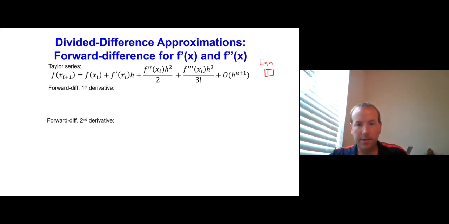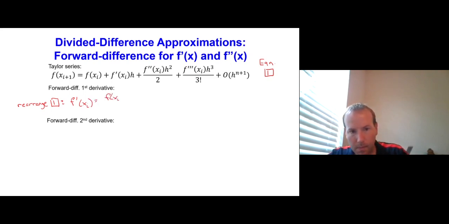Okay. And so notice that if we wanted to have an equation for the f prime, all we'd have to do is rearrange this equation. So let's rearrange 1. Right, so we get f prime of xi, and here we would be dividing through by h, because this f prime term originally had an h in it.